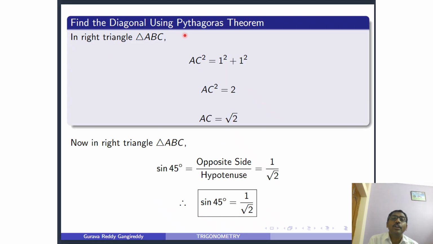Find the diagonal using Pythagoras theorem. In right triangle ABC, AC square equal to 1 square plus 1 square, AC square equal to 2, AC equal to root 2. Now, in right triangle ABC, sine 45 degrees is equal to opposite side by hypotenuse is equal to 1 by root 2. Therefore, sine 45 degrees equal to 1 by root 2.